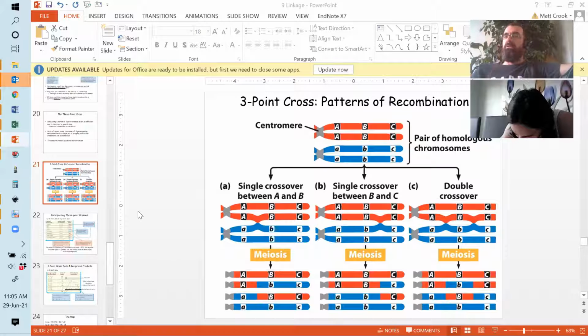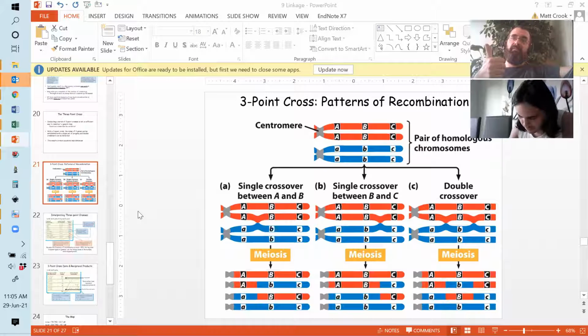Okay, so that's all straight. Now what do we do? Okay, we've found the double crossovers, because they're the rarest. We've figured out gene order. What's step 3 and 4?